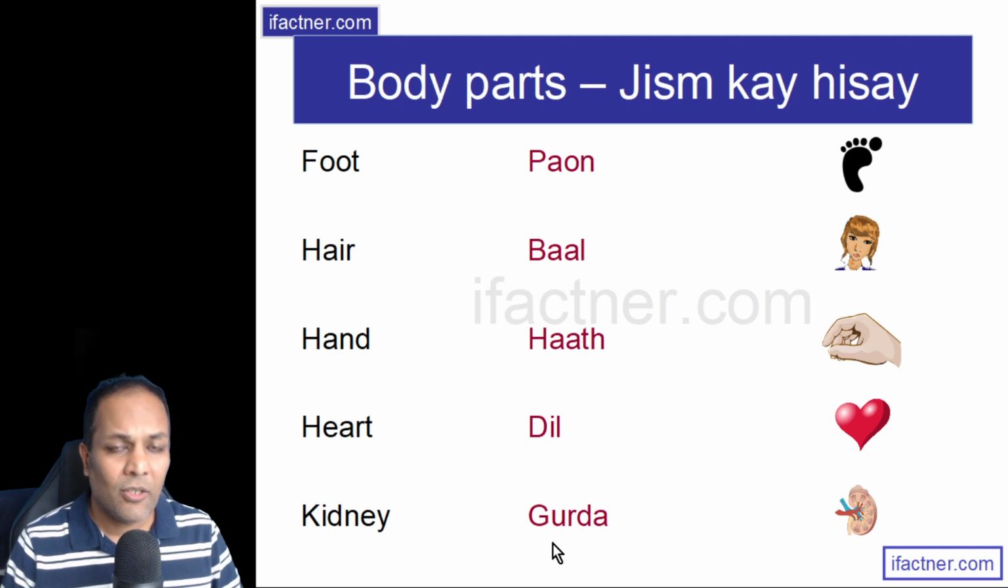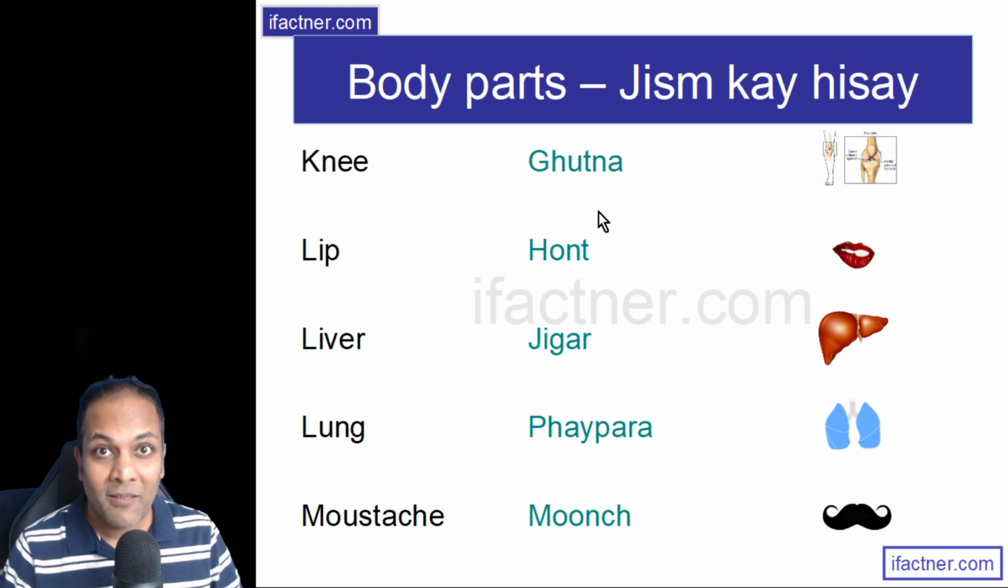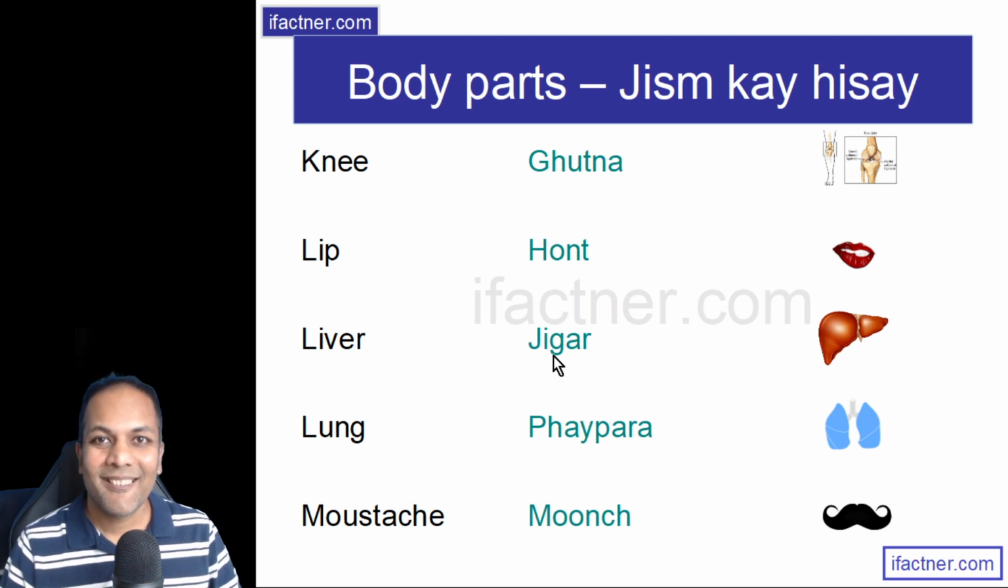Kidney is Gurda. And knee is Ghutna. Lip is Hont. Liver, Jigar. Lung, Phepda.